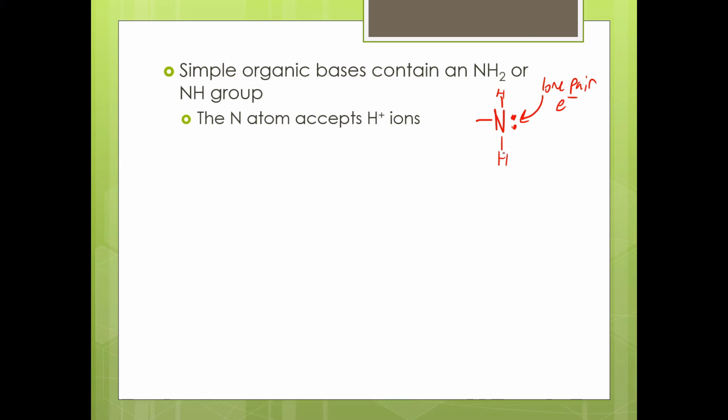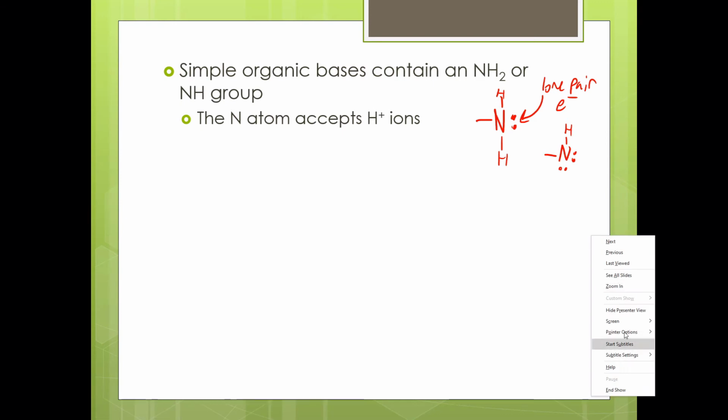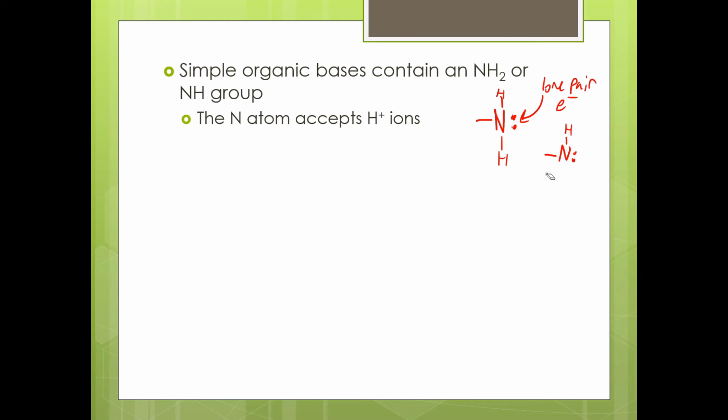I think the NH group is very similar. An NH group would look like this, but the nitrogen would probably not have 2 lone pairs, because that violates the octet. There would most likely be a double bond here, but again, you still get the lone pair. So the lone pair allows the nitrogen to attract hydrogens to it.